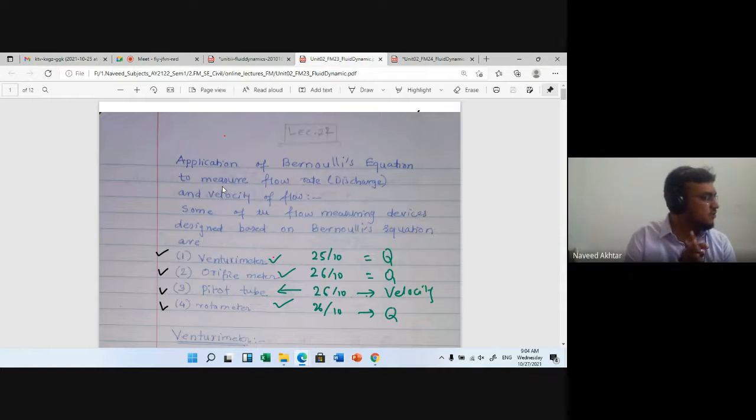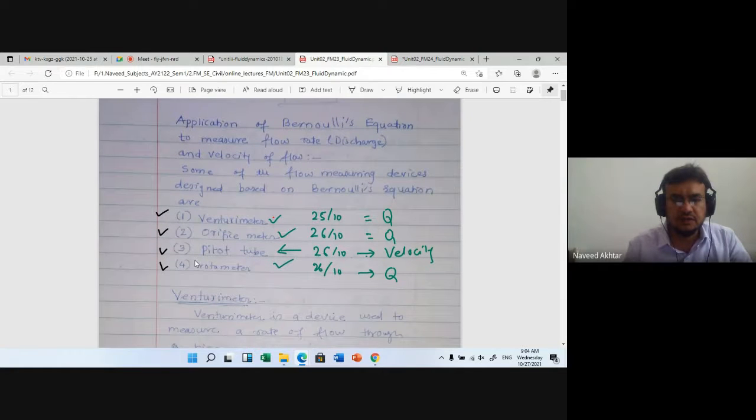The subject is fluid mechanics. We are studying the dynamics of fluid, or fluid dynamics, and that is the last part of your syllabus as per the Savitribai Phule University. We are seeing the applications of Bernoulli's equation to measure flow rate and velocity of flow.